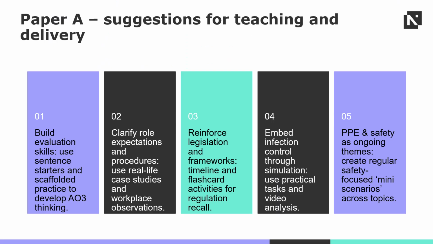To improve outcomes in paper A, here are some key strategies to consider. First, we need to build evaluation skills. AO3 continues to be a weak point. Providing sentence starters like "this is effective because" or "an alternative might be" can help students transition from description to analysis. Second, many students struggled with identifying or applying correct procedures.